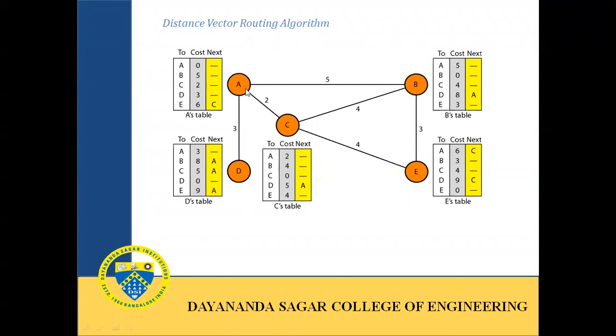So in this example, A has a distance of 5 to reach B, and 2 for C, and 3 for D. So it is 5, 2, and 3. And for E, there is no path. So it doesn't have a route. So it can use the C node as a neighboring node to help to reach the destination E node. So the final cost will be 2 plus 4, that is 6. So A can reach E node using the C node. So the next hop entry is C. So the next hop will tell you which is the next node that has to be followed to reach the particular destination.